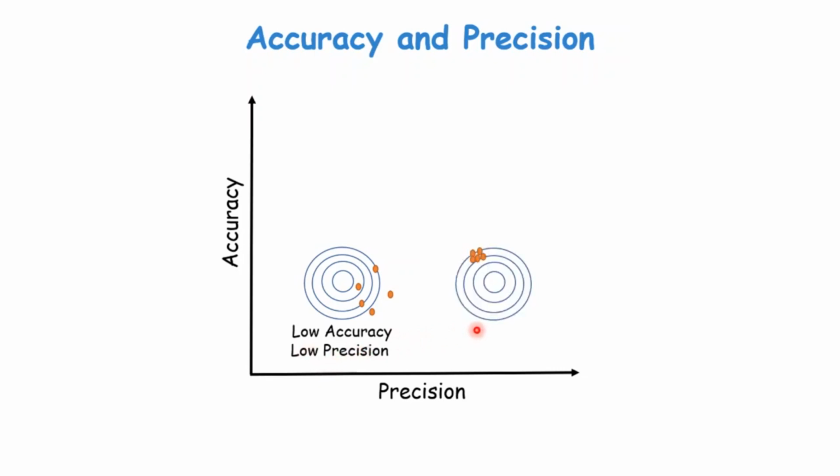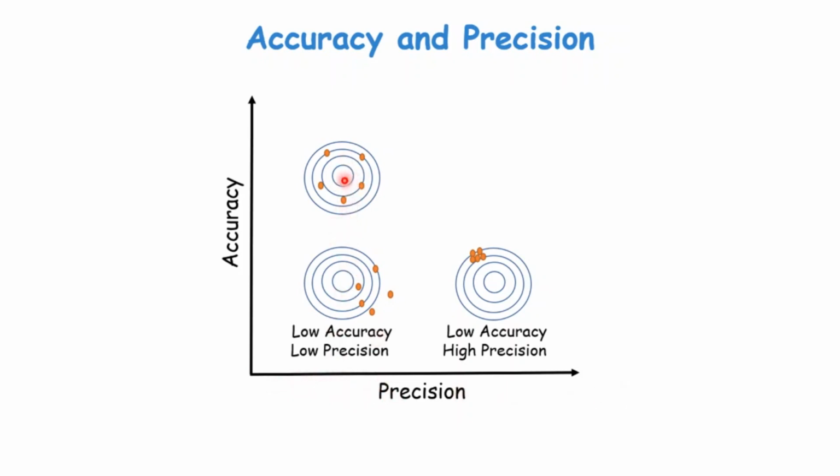Then the next one. The accuracy is still pretty poor because, again, they are all off the bull's eye. But the precision is much better. They are all located next to each other. So this one is high precision but low accuracy. Let's look at this one. The precision, again, is scattered all over. That's low, you see on this side of the x-axis.